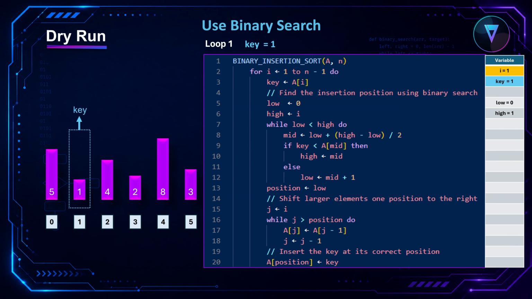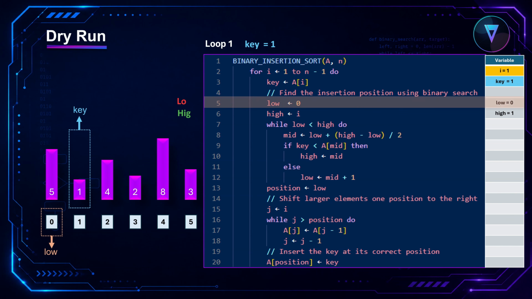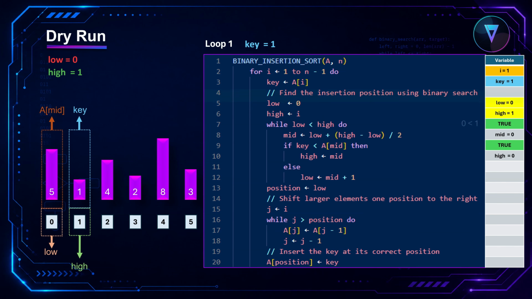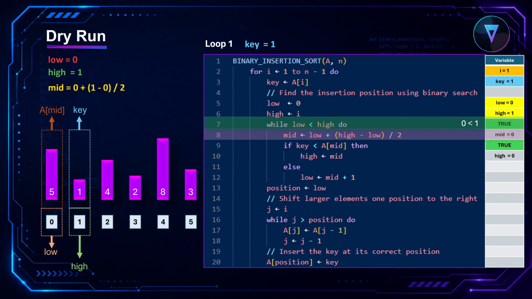Now we use binary search to find where 1 belongs in the sorted portion. What are the starting values of low and high? Low is 0, and high is 1. Is low less than high? Yes, 0 is less than 1, so the binary search loop begins. Now calculate mid. Mid is 0 plus half of 1 minus 0. Using integer division, mid becomes 0.